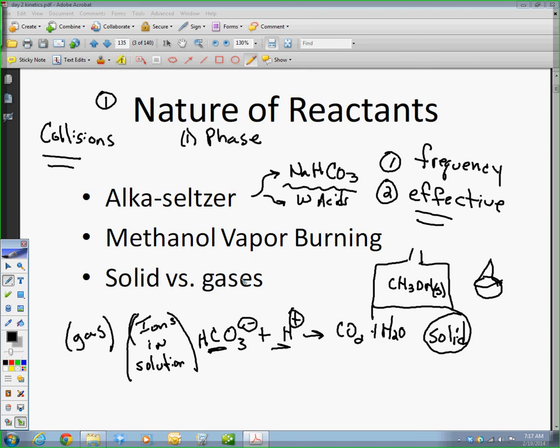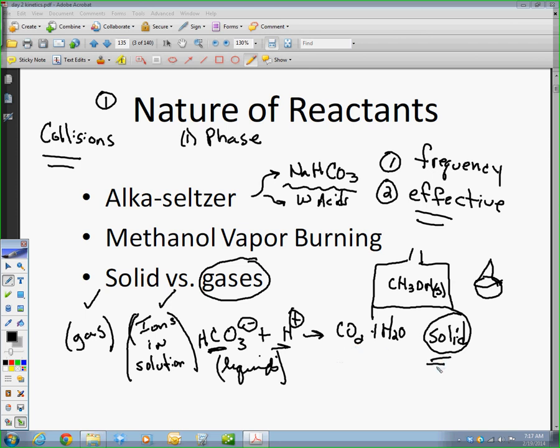So when you're comparing solids to gases, gases are the winners when it comes to reactants. So gas is the winner. Then ions in solution would obviously be more effective than if you had pure liquids. Yes, the liquids will be mobile, but if you have ions in solution, they're going to have more effective collisions because they have charges. And then last but not least would be your solids, which would be the worst state to be in.